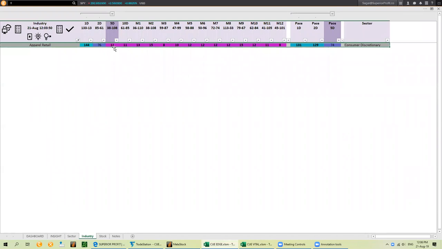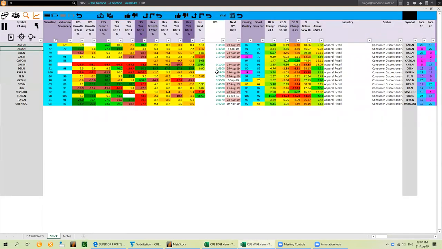Apparel retail. It was weak for a long time. And only today, in real time, we can see the color has turned cyan. One of the strongest. Very, very strong today. Because it was weak for a long time, I am going to look for undervalued stocks. And there are multiple undervalued stocks.